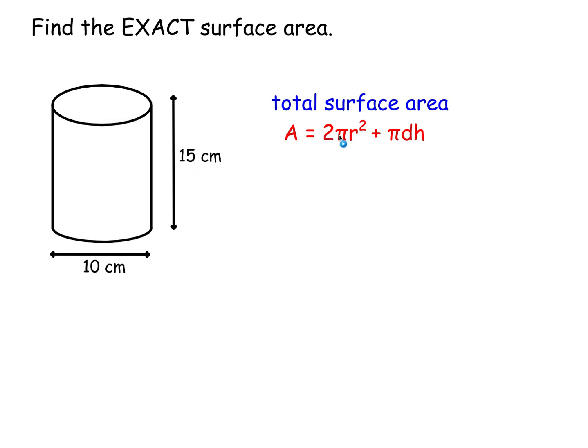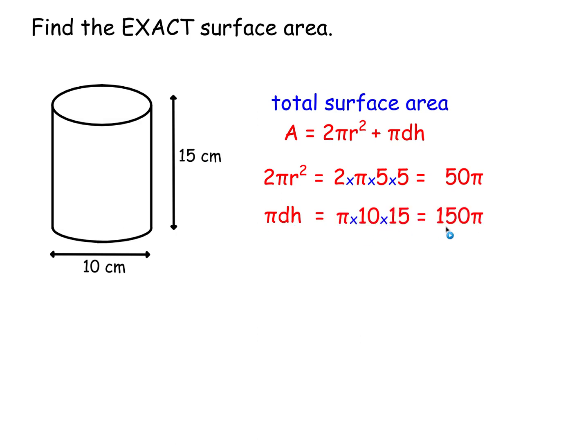If you work out the 2 pi r squared, work out the pi dh, and add them together, you get the total surface area. So that's 2 pi times radius times radius. That works out at 50 pi. The pi dh is pi times 10 times 15. That's 150 pi, and you add them together. So the surface area is exactly 200 pi square centimetres. Now, that's been met before.